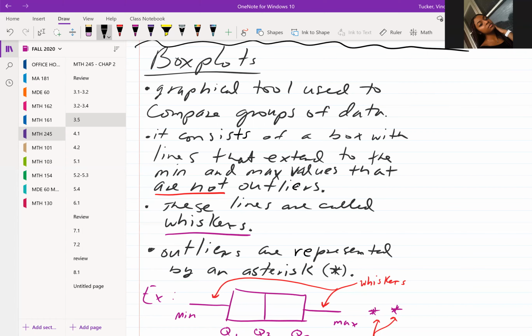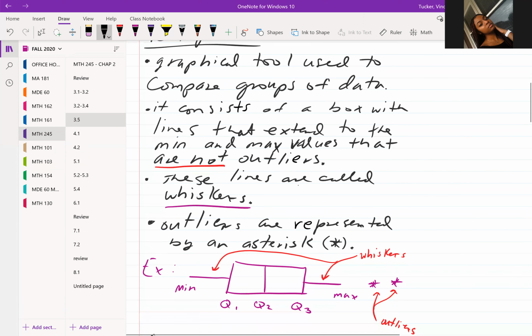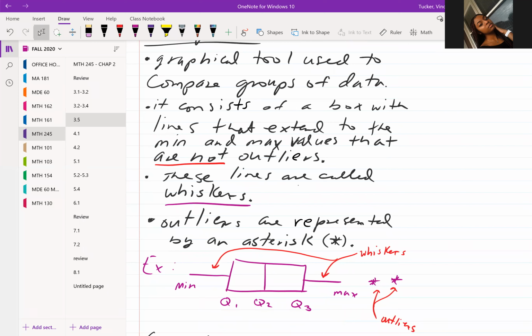So just to clarify, in a regular box plot, the whiskers will extend to the min and max, but we're going to represent them with whiskers. No, I mean, we were going to represent them with asterisks, sorry. It's fine. No, it would extend to the min and max regardless.